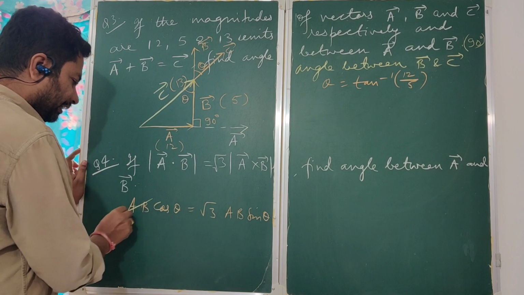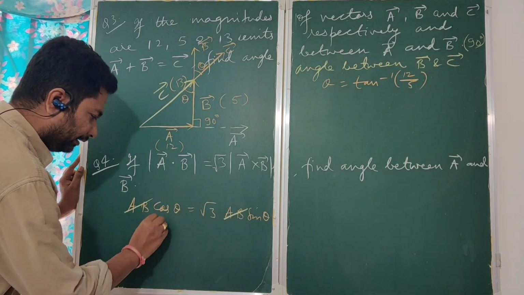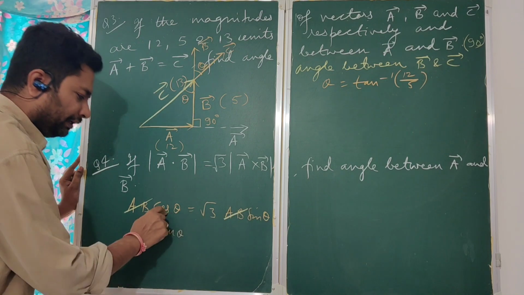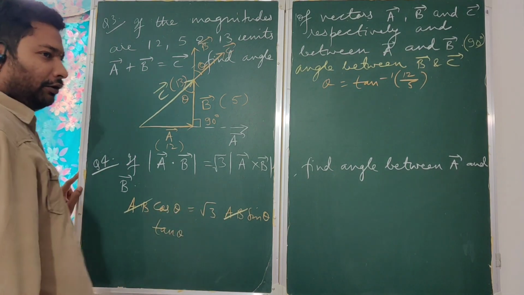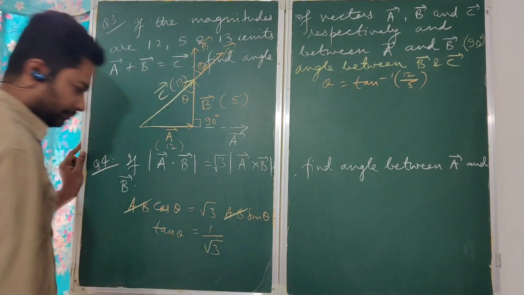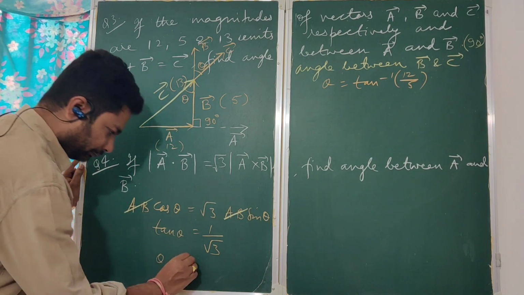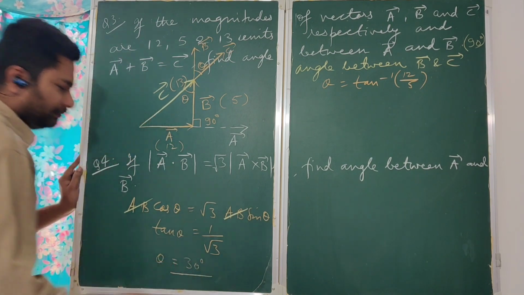So now you can erase AB and AB. What can we write? Tan theta. If you take cos theta on the other side, sin theta by cos theta is tan theta, and that is equal to 1 by root of 3. So what is theta? Theta is equal to 30 degrees.